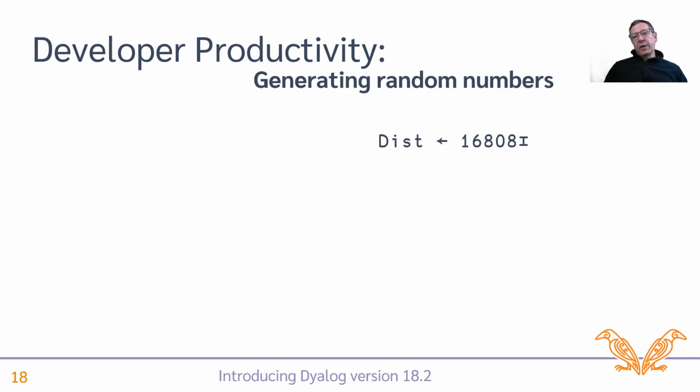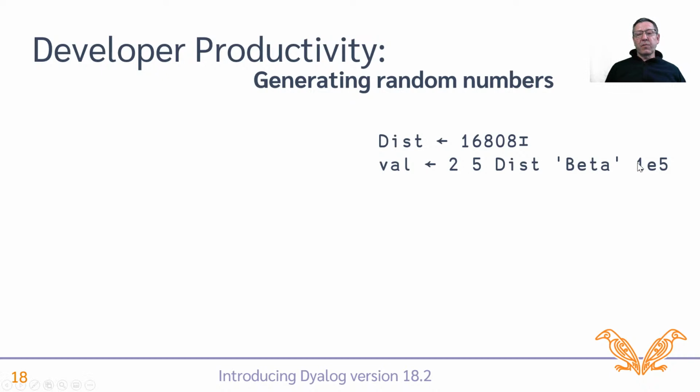If you're into generating random numbers, but the linear distribution is not what you're looking for, there's an experimental feature. It's currently available as an I-beam, 16808 I-beam. And it takes as its right argument the name of a distribution. I think we currently support about a dozen commonly used nonlinear distributions.